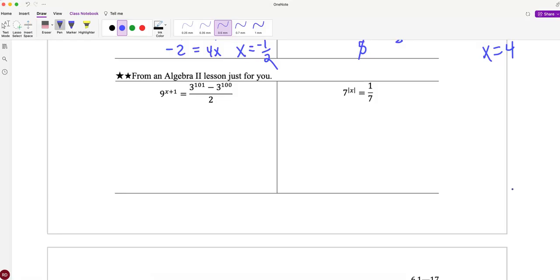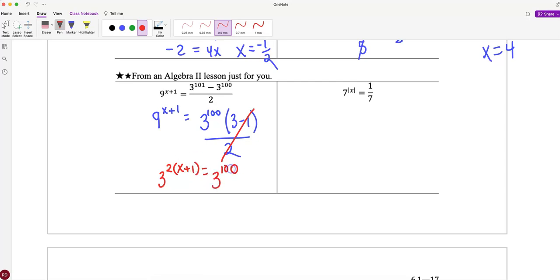Factor out 3 to the 100. So 9 to the x plus 1 equals 3 to the 100 times 3 minus 1 over 2. And you see this is going to give you 2 over 2. That goes away. So you're going to have 3 squared to the x plus 1 equals 3 to the 100. So 2x plus 2 equals 100. 2x equals 98. X equals 49.